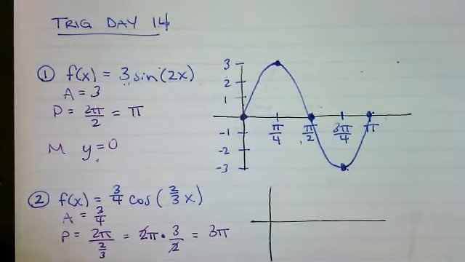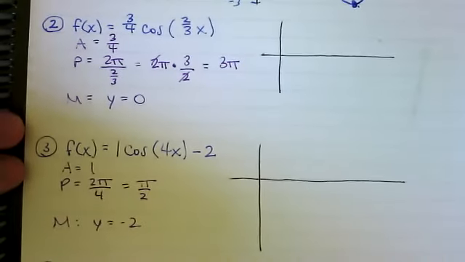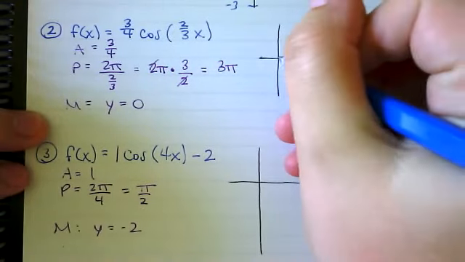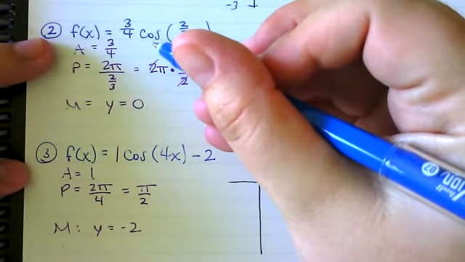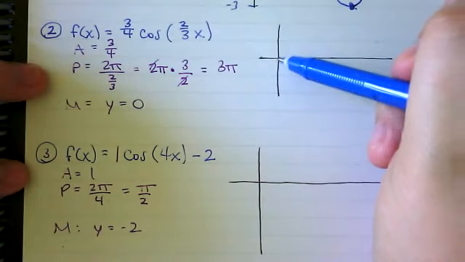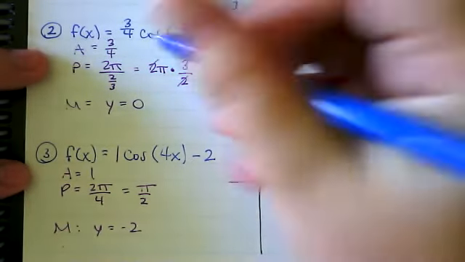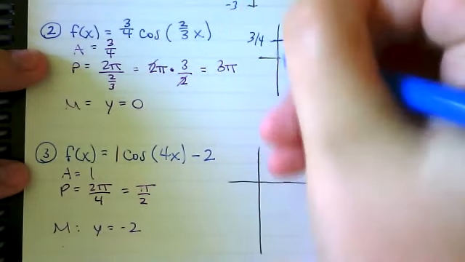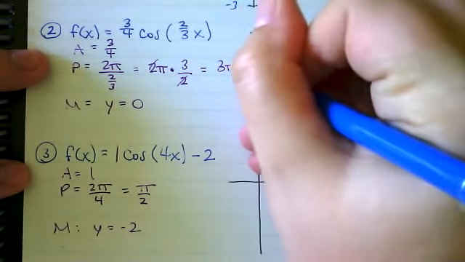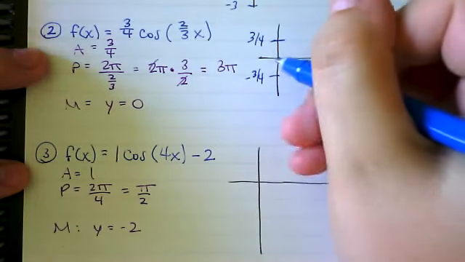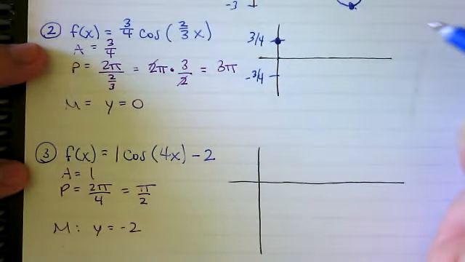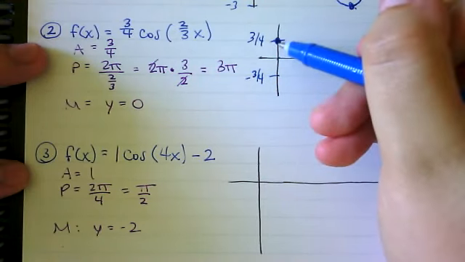Okay. So we're going to go on to number 2. For this one, my midline is at 0. I'm at cosine though, so I start up at the amplitude. I'm not starting at 0. So my amplitude is 3/4 here. I'm just going to label it that way, and then this is going to be -3/4. So I'm starting up for cosine, I'm starting up at the top. Okay. So I've got that first initial point.